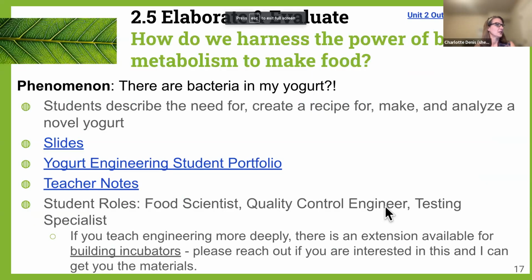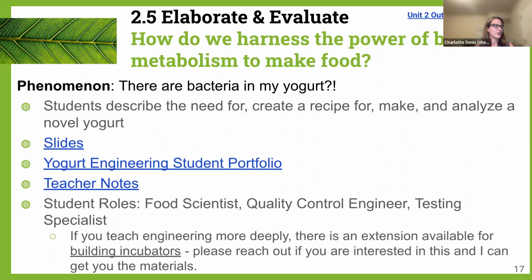Okay, so this is a change in position. We used to have this task at the very, very end of the unit, but it seemed extremely disjointed. So since we've just finished talking about enzymes, we have suggested moving the yogurt engineering project to the middle of the unit rather than the end.